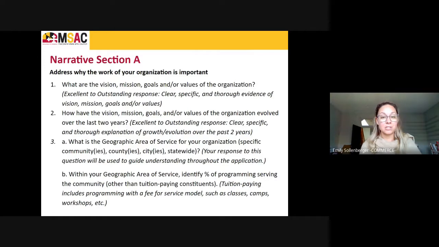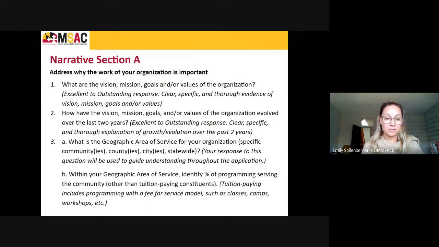The second question in this section has to do with your mission, vision, goals, and values of the organization and how they've evolved over the last 2 years. As you remember, we're in a 3-year cycle. So we like to hear what's happening, what's evolving, what growth is going on in the organization. The excellent to outstanding response will look for a clear, specific, and thorough explanation of that growth and evolution over the past 2 years.